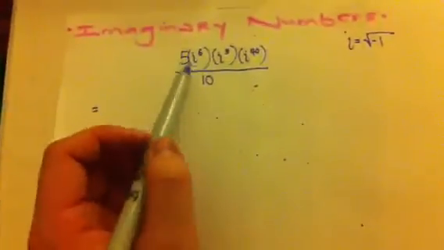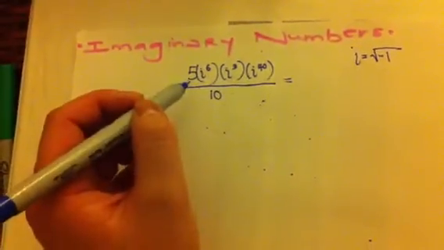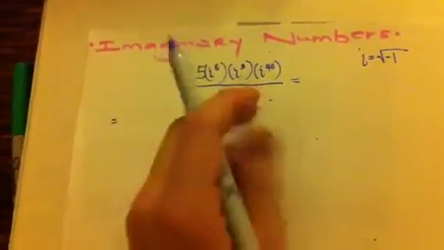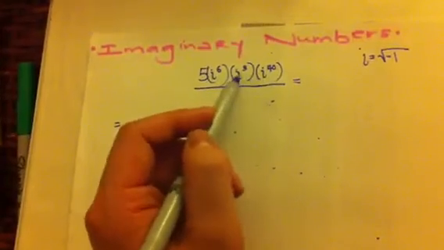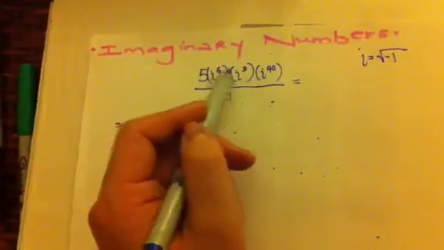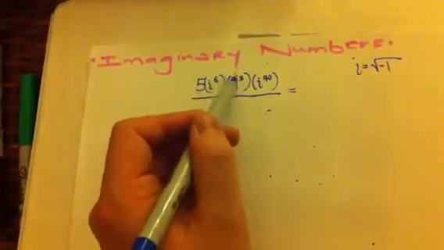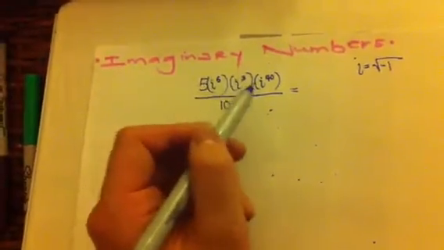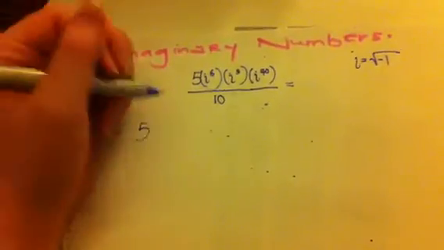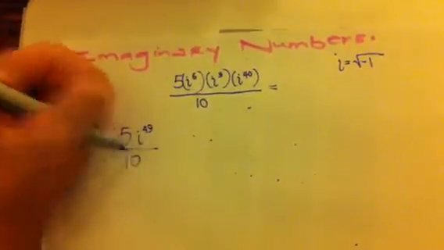Alright, so let's look over here. We want to simplify this in as simple a form as possible: 5 times i to the 6th times i to the 3rd times i to the 40th, all over 10. Here's the thing. Look at these i's. They're the same base, right? The exponents are different. So we know that we have 6 i's, we're multiplying by 3 more i's, that would be 9 i's total, and then we have 40 more i's. So we just go ahead and add them. So we have 5 times i to the 9 plus 40, which is 49, all over 10.